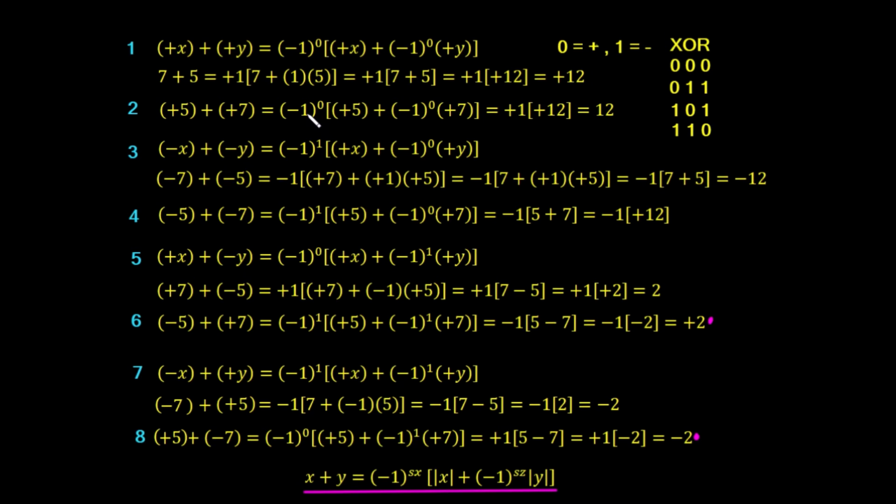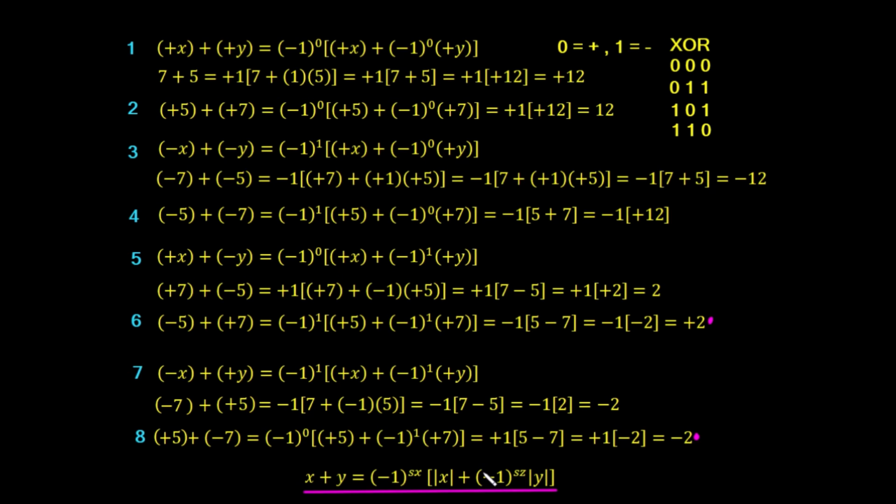Well, the sine of x here is going to be negative. So a negative value is going to have a value of 1. So that's minus 1 to the power of 1. And then we've got our brackets here. And in our brackets, we've got the magnitude of x, so that's just plus x. And we've got the magnitude of y, so that's just our plus y.